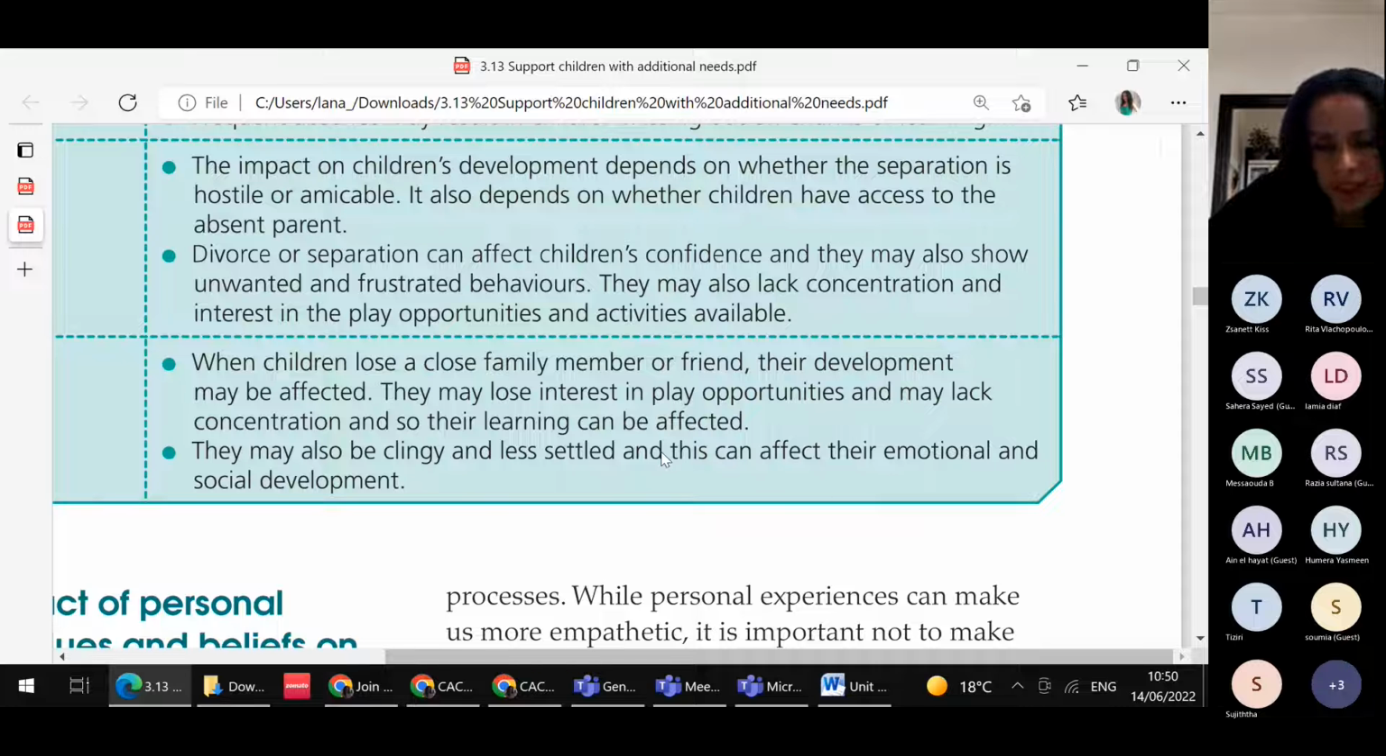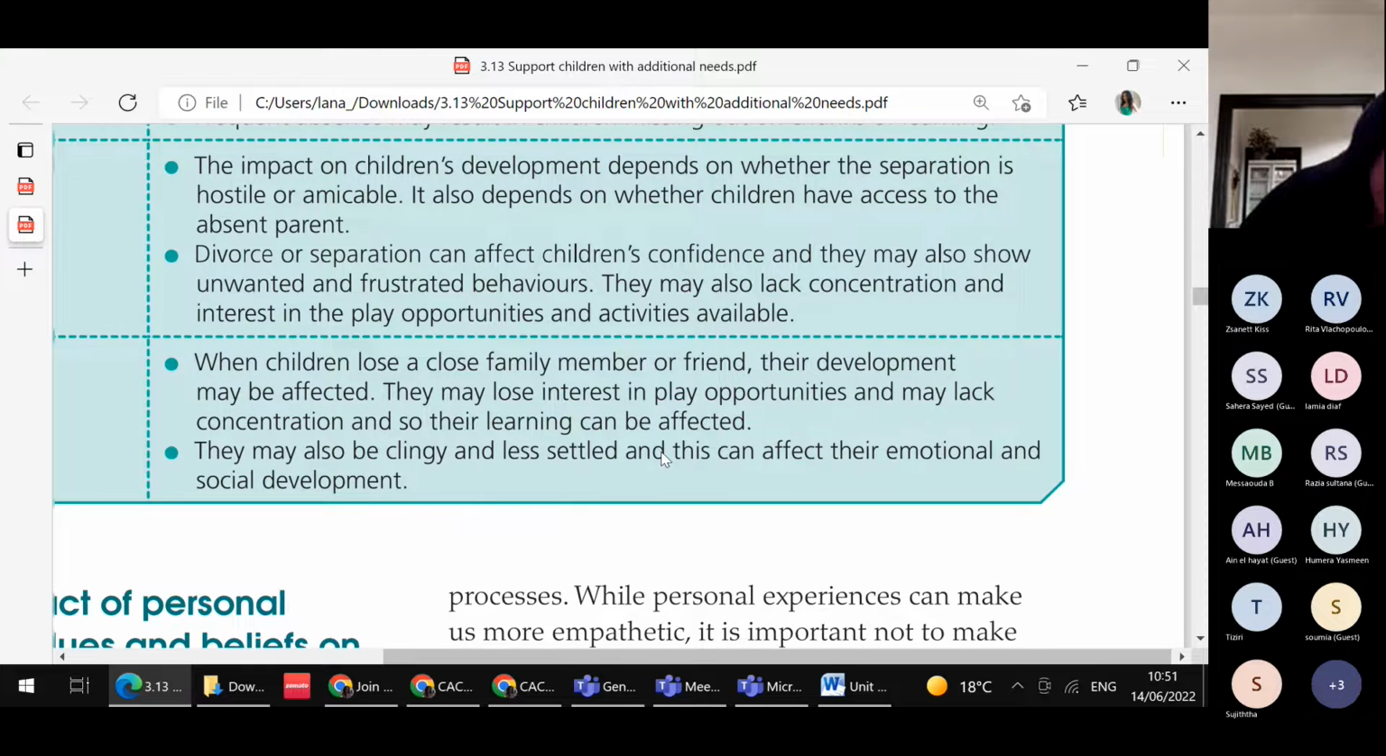He would lose interest in playing. He wouldn't be happy, positive. He would be very negative and very sad and miserable. Their concentration would be affected. Also, they will become clingy and want to be close to their parent. Doesn't want to play with others. Less settled, less concentration. They would be very emotional. They would miss out on social opportunities to develop. So all this would affect the child's development.